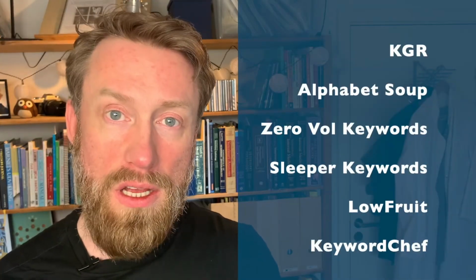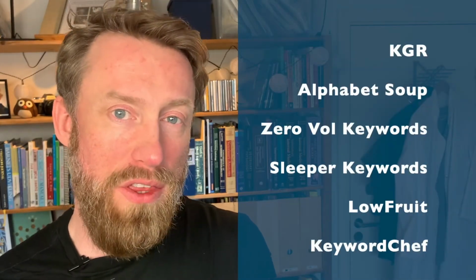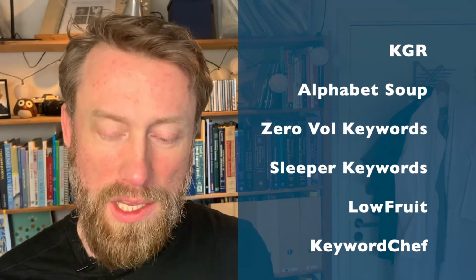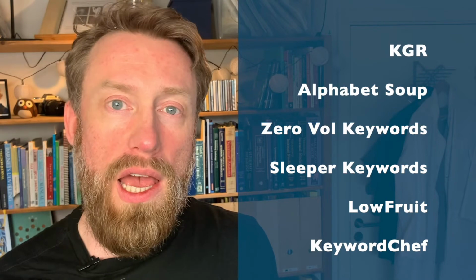And I want to put all 60 articles on the website all at once, hopefully getting them indexed. And then I can more scientifically compare the research methods and see which one is better to start a new website on. The six methods are KDR, Alphabet Soup, the sleeper keyword method I've talked about here on the channel, and then keywords from a tool called Low Fruit, and the last one from Keyword Chef. The last two tools give you a score on whether to choose a keyword or not, and I've just chosen the top 10 results in those tools.